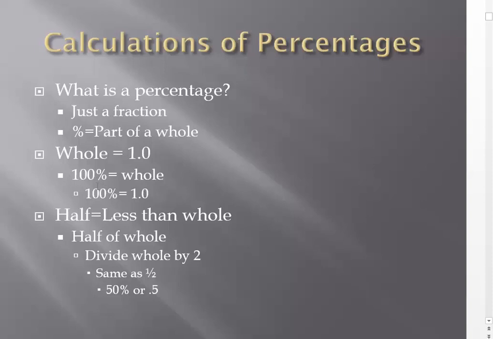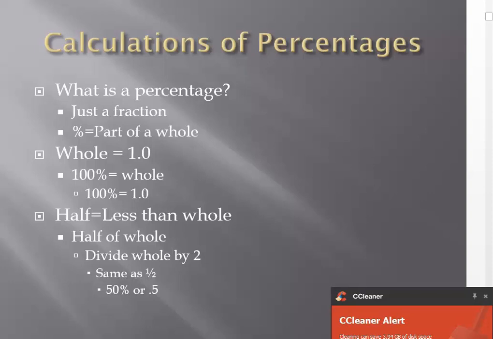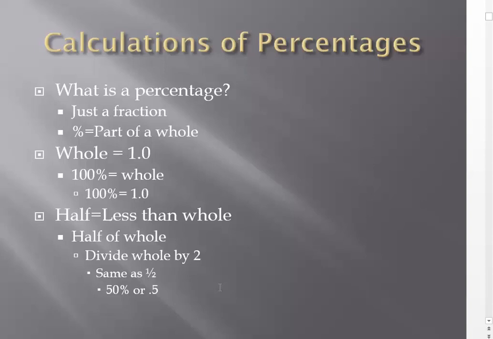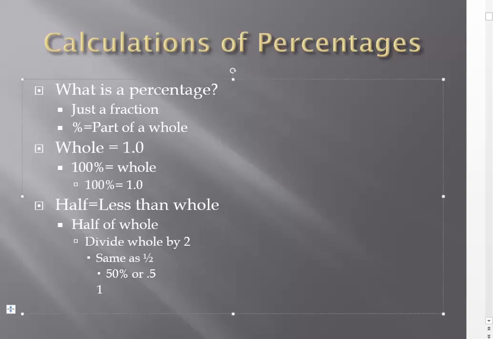So 100% means the whole. The whole is equal to 1. Half, less than a whole, would be divided by 2. It would be the whole divided by 2. So what we would have is, again, 50% or half of something. So if you had an investment, let's say, and it gained 50%, then what you would have at the end of whatever year or period of time that you're considering, is if you still had your whole, you'd have 1. And if you earned 50% on it, then you would have 1.5. That'd be representative of 150%.